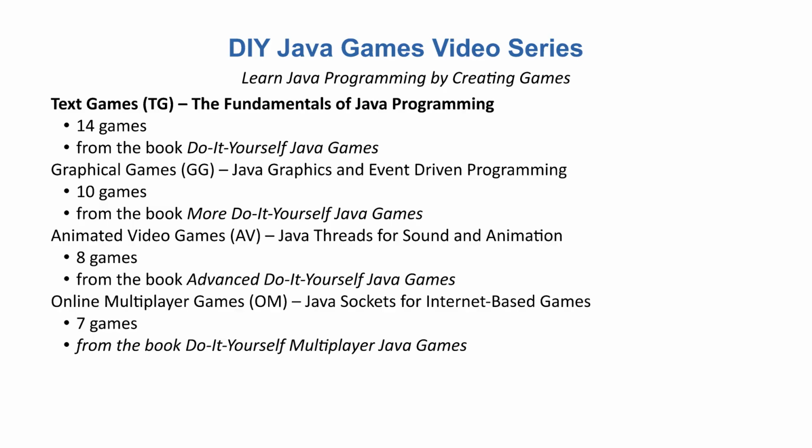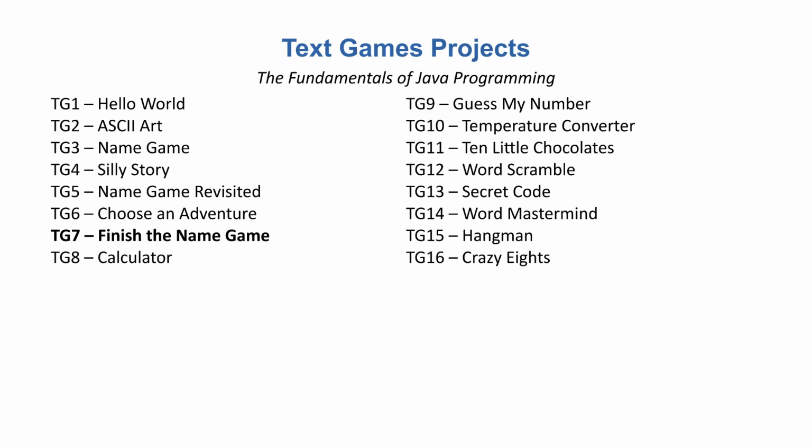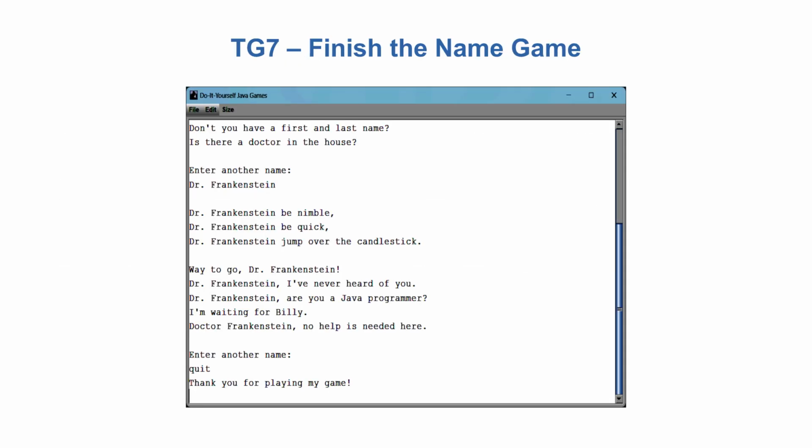We're currently in the Text Games video series, TG, the first of 4 types of games series. The focus of this series is to cover the fundamentals of Java programming. No previous programming experience is required. You'll learn how, when, and why Java programs are written the way they are. This series has 16 projects. We're currently working on the 7th project, TG7, Finish the Name Game. In this project, we'll finish the name game we started in TG3 and added to in TG5. After printing the messages for a name, you'll be asked to enter another name or enter quit if you want to leave the game, as shown here.